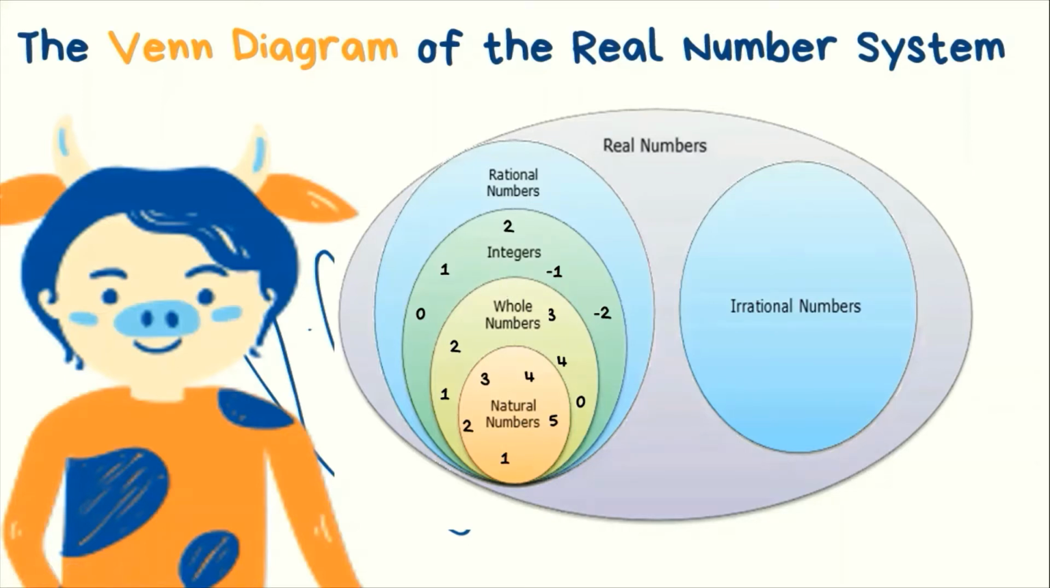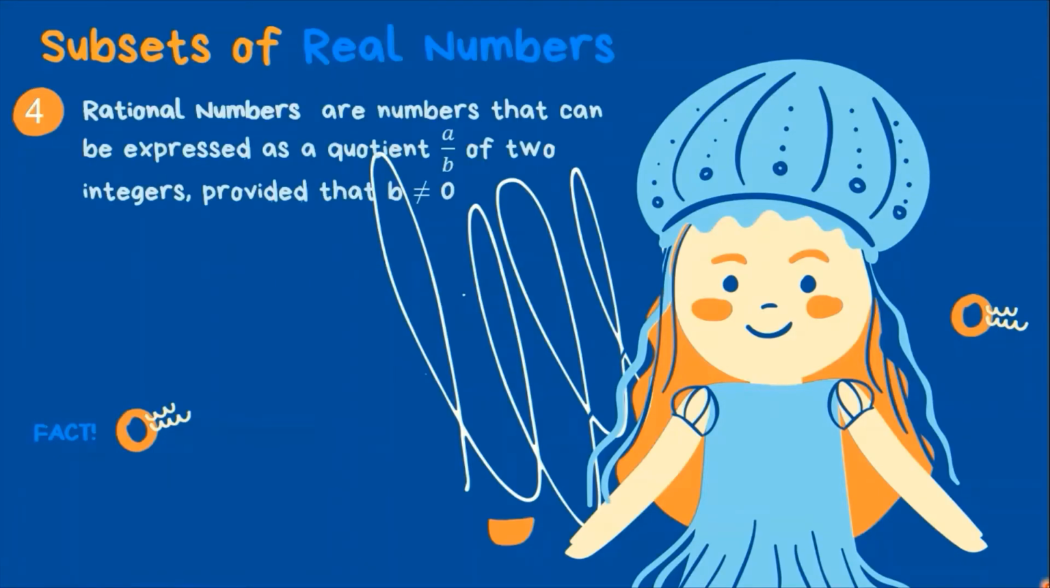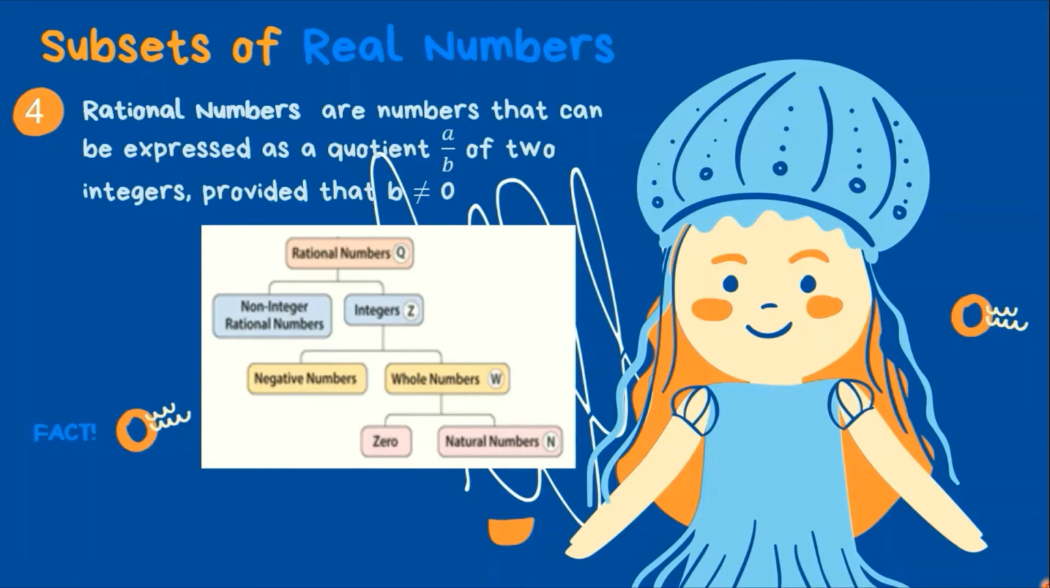After ng integers, let's go to the next subset of real numbers, the rational numbers. Rational numbers are numbers that can be expressed as a quotient of two integers a over b, provided that b is not equal to 0. But in summary, rational numbers consist of all these numbers. Rational numbers ay binubuo ng mga natural numbers, the positive numbers, and 0. Binubuo rin ito ng mga negative numbers, integers, pati na rin ang mga non-integer rational numbers.